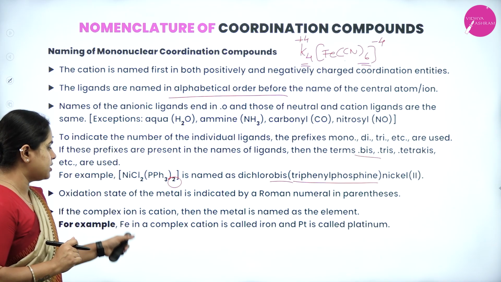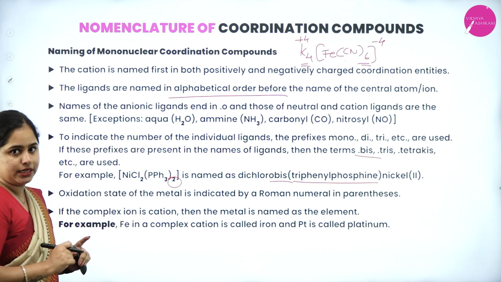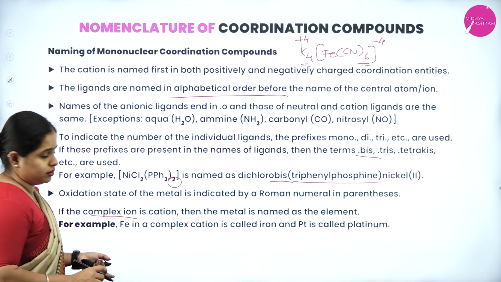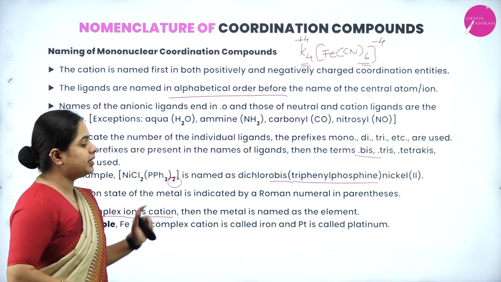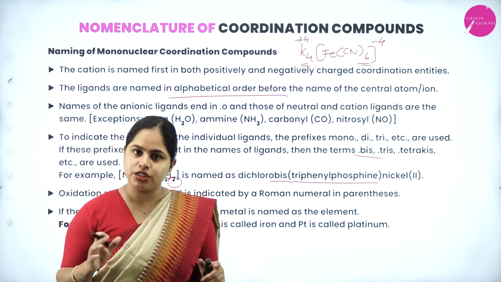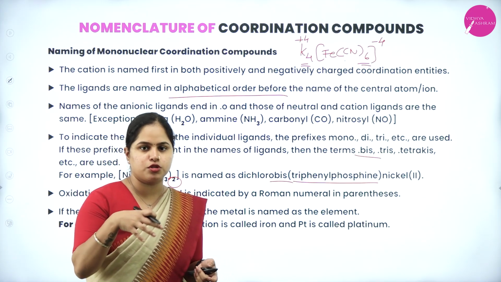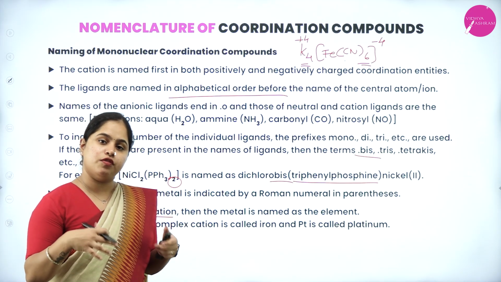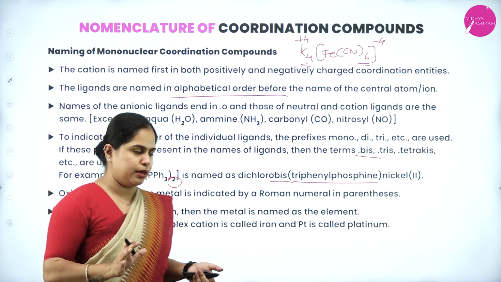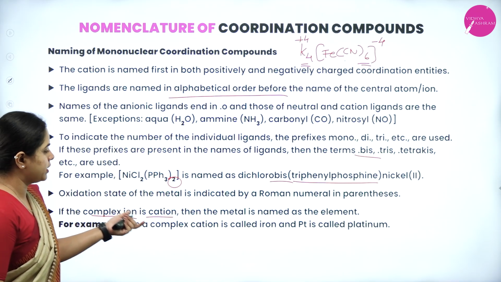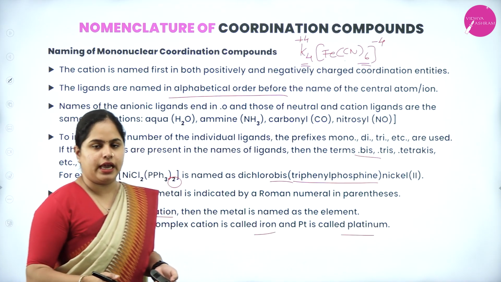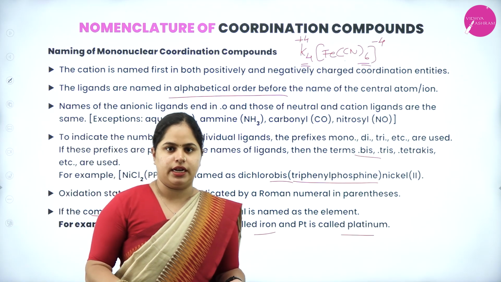If the complex ion is a cation, then the metal is named as the element. What does that mean? If your coordination sphere is cationic, and the metal is of course present inside the coordination sphere, then whatever is the name of the element, you have to mention that name itself. So for example, iron in a complex cation is called iron and platinum is called platinum. So whatever is the name, we use that itself, right?